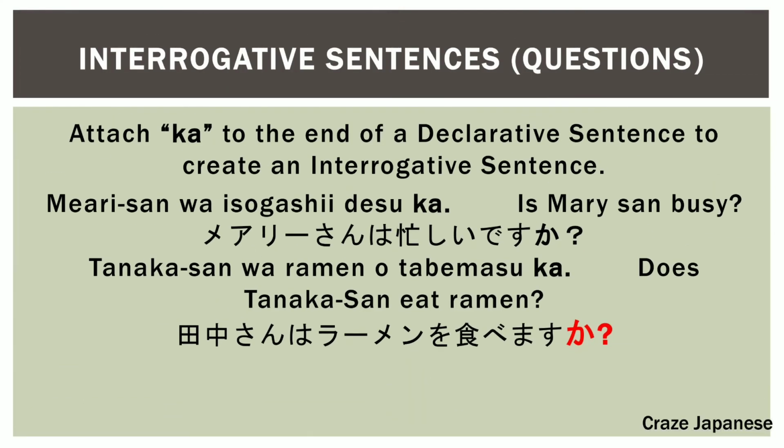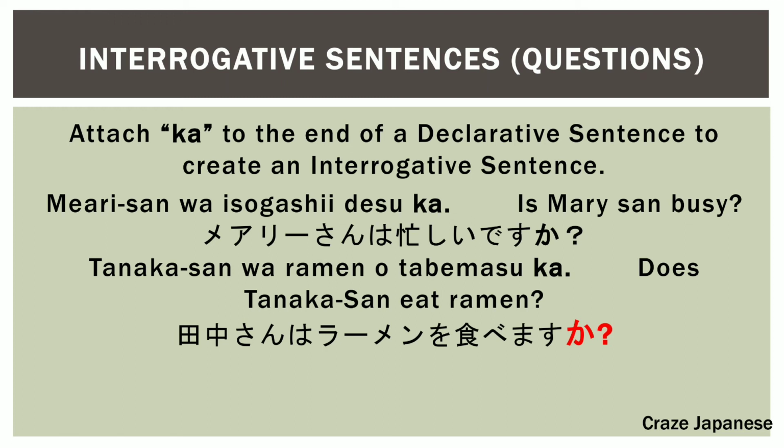Okay, we have done all the sentences, but which is left? The one left is interrogative sentences, like question sentences. Simply attach ka to the end of a declarative sentence to create an interrogative sentence. Like, is Mary-san busy? Which means Mary-san wa isogashii desu ka? We are asking, is Mary-san busy? Ka is a word which makes the sentence interrogative.